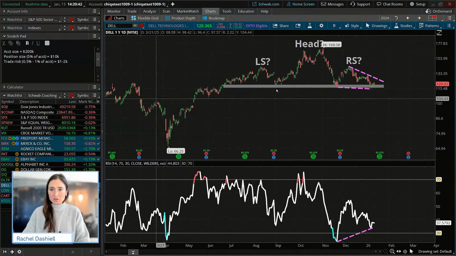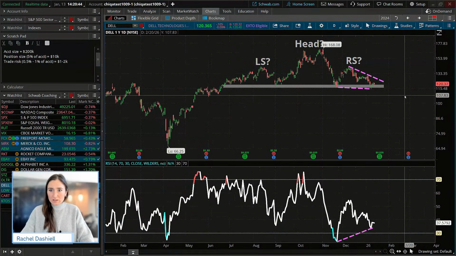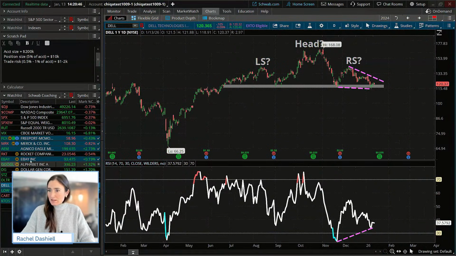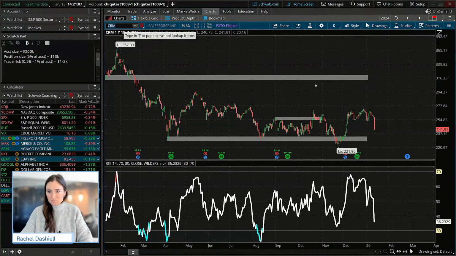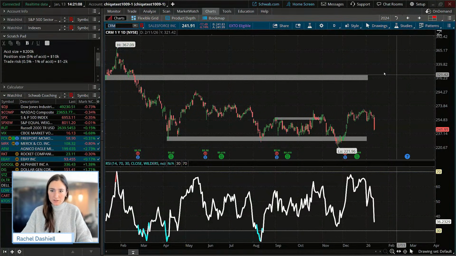Let's go through a couple other examples here. Let's take a look at where we would find another kind of bullish divergence here. So we're going to look at Salesforce. Okay. I'm going to look at Salesforce here, okay?